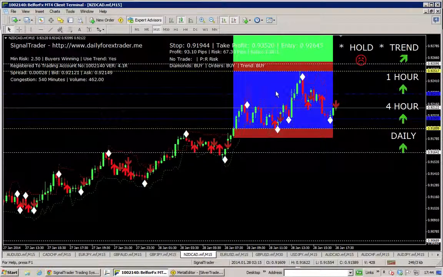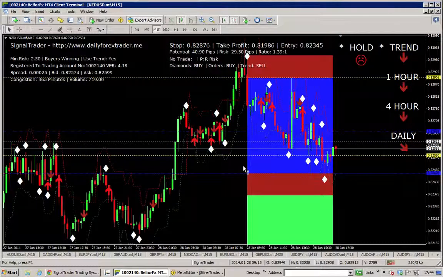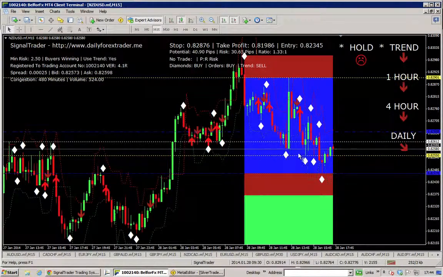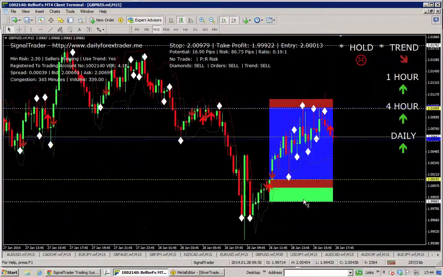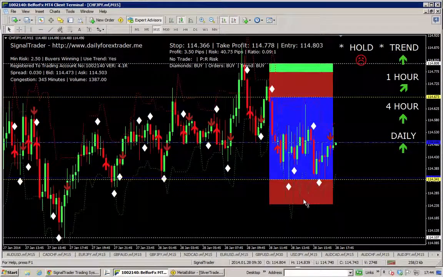Okay, so let's go to the next one. Control Tab flips between charts on any MetaTrader 4. Control Tab fills the chart. Look at this one. See, there's lots and lots of reversals going on at the moment. That looks like Head and Shoulders, doesn't it? However, it has bounced off there, off the support. So now we're waiting again for SignalTrader to bring us up some trades. Just moving along swiftly.